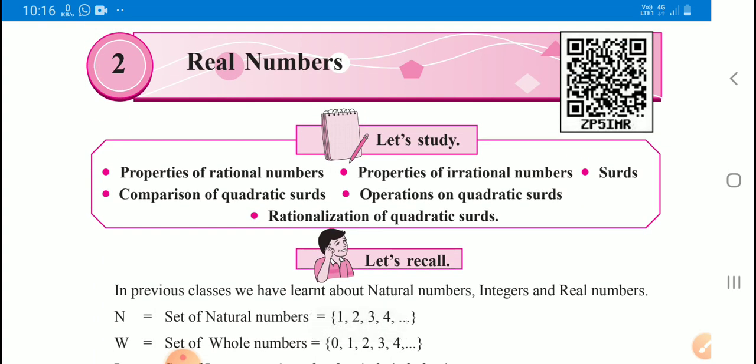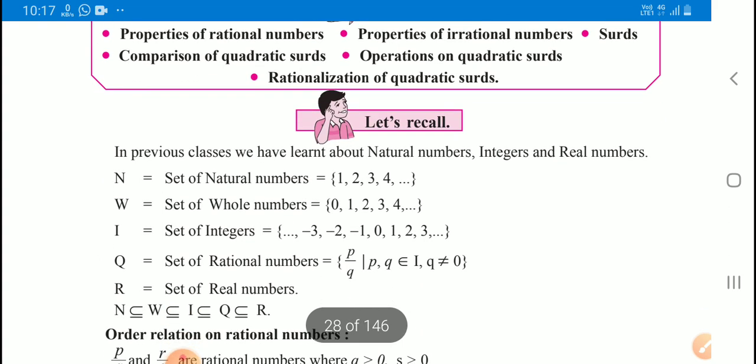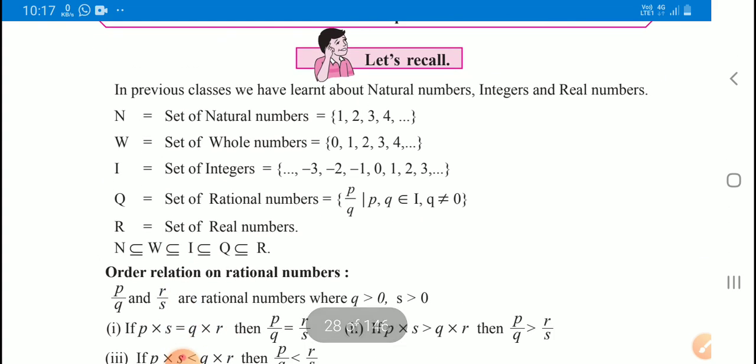Now in this topic we will study properties of rational numbers, then properties of irrational numbers, surds, comparison of quadratic surds, operation of quadratic surds and rationalization of quadratic surds. Now let us recall whatever information I have given to you; the same information is given here. Just one point remains to tell. N is a subset of W, is a subset of I, is a subset of Q, is a subset of R. I said to you, R means the real number set is like a universal set.